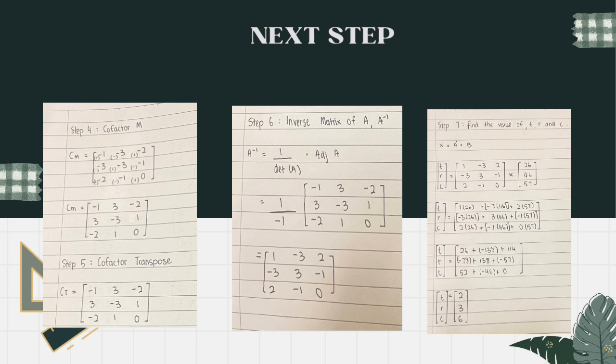Step 7 is find the values of T, R, and C. The formula is X equals A inverse multiplied by B. And after we multiply all the elements, we will get the same as Cramer's rule. The answer is transistors 2, resistors 3, and capacitors 6.